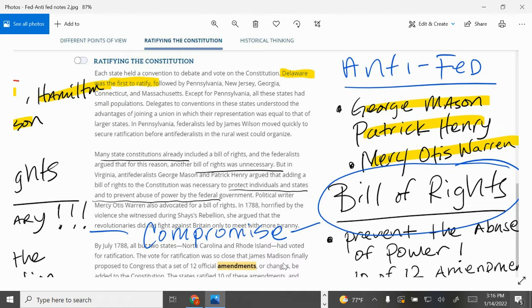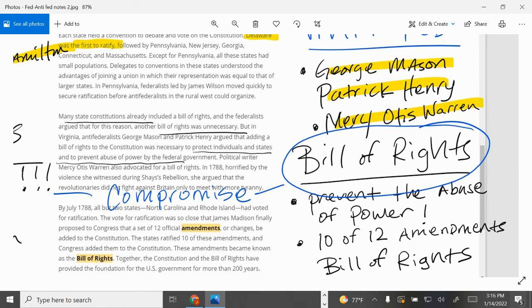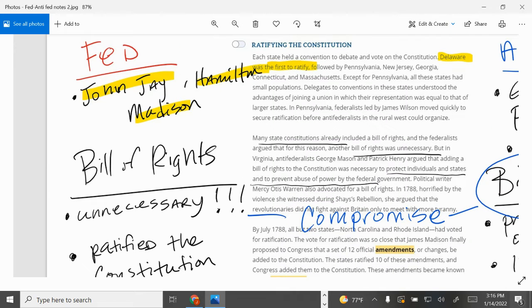So then, the Anti-Federalists suggested that there be a Bill of Rights added to the Constitution. This Bill of Rights would prevent the abuse of power from this strong, stable government. The Federalists, on the other hand, said, wait, those are unnecessary. We don't need a Bill of Rights in this Constitution because the states already had Bills of Rights. They already had those protections, so it really would be unnecessary to add them all over again to the Constitution.